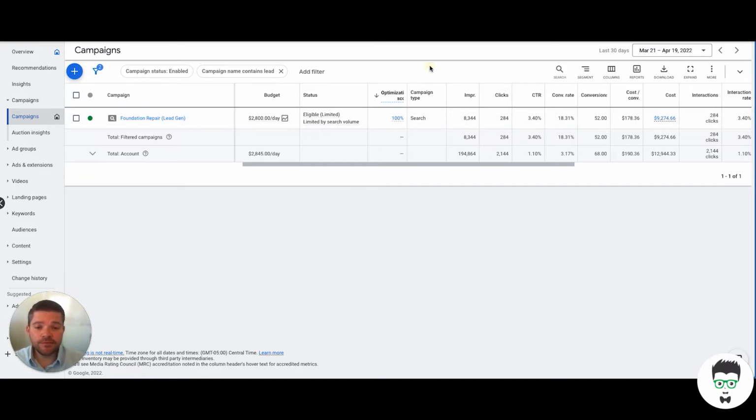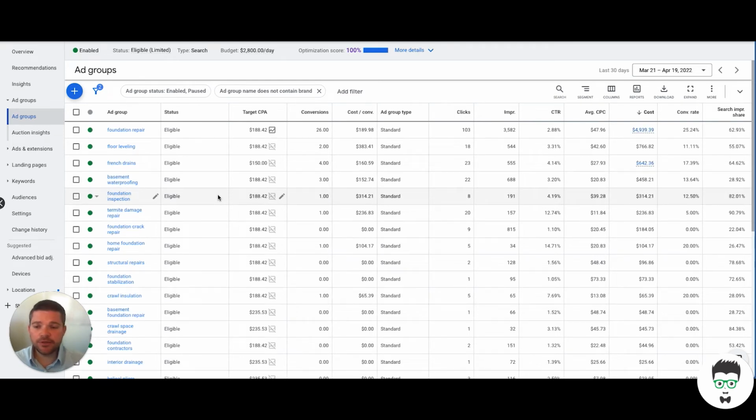their effectiveness. Let's take a look at the ad groups really quick. And the ad groups are just basically categorizations of keywords. As you can see here, foundation repair, floor leveling, French drains, basement waterproofing, foundation inspections, termite damage, foundation crack repair. And so basically inside of each one of these are associated keywords of exactly what we want to drive the consumer from what they're searching to this campaign.